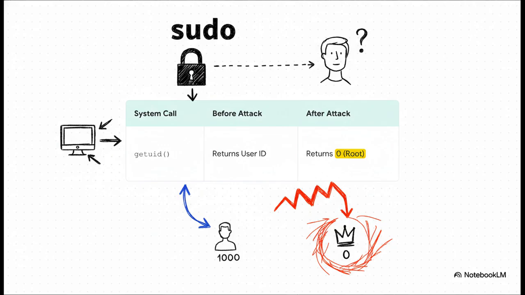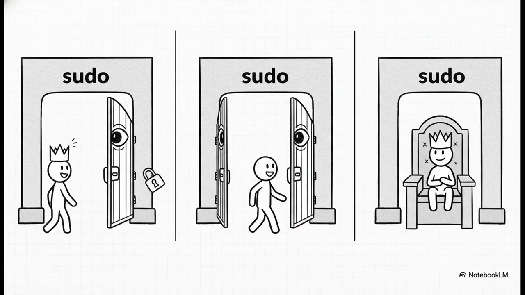Before the answer gets back to sudo, StackWarp changes it. It swaps out your normal ID and writes in the number 0, which is the special ID for the root user. So, sudo gets the reply and thinks, oh, this user is already root. No need to ask for a password. And just like that, it hands over full administrative control. Game over. Complete system takeover.